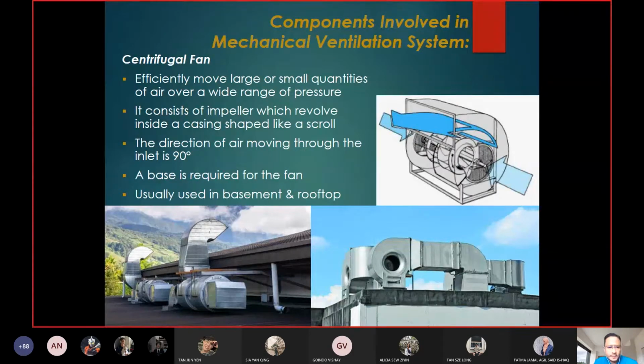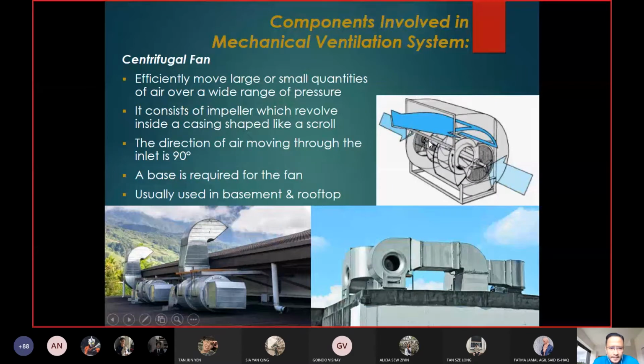Okay, centrifugal fans efficiently move large or small quantities of air over a wide range of pressure. It consists of an impeller which revolves inside a casing shaped like a scroll. So basically the blade is inside this thing. So it's like a long impeller. Like a propeller fan is quite flat, but this one looks like a scroll. It's inside this casing here.